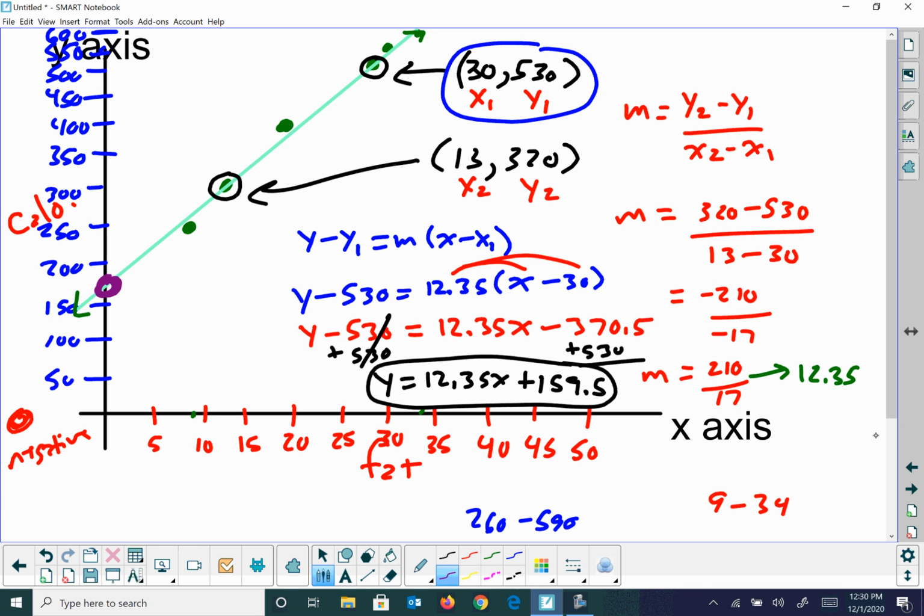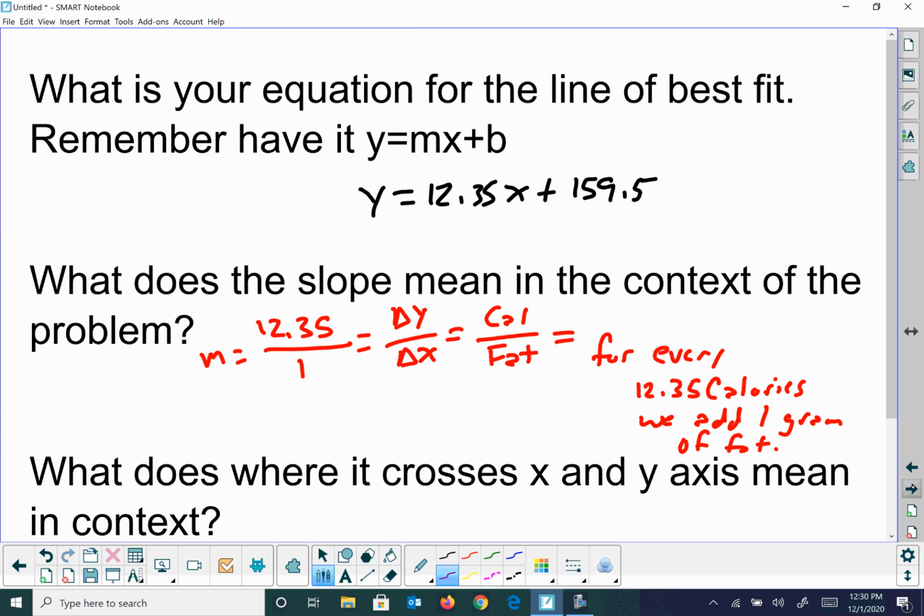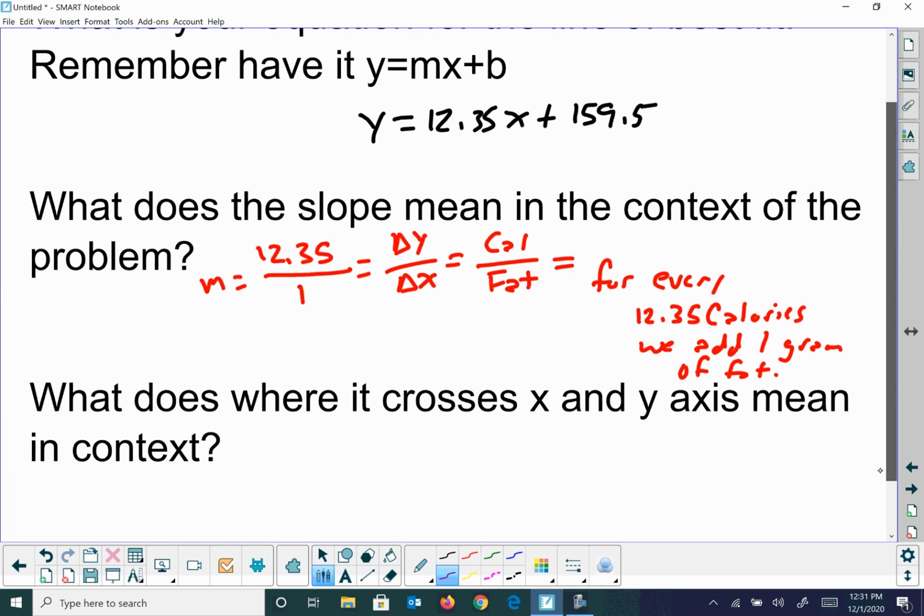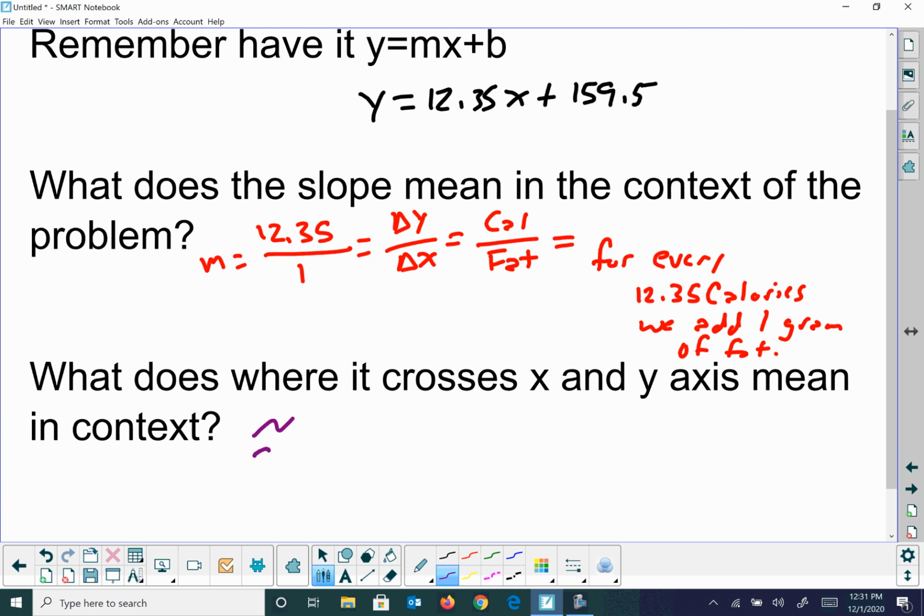Okay? So let's think about what this means on our line of best fit. Okay, we can't really determine exactly what it looks like. It could be 160, maybe 165, somewhere in there. So we're just going to approximate it. We're going to say it's about 165. Okay? And that, again, is in the y direction, so that's calories. So that means that 0 fat, whatever you're eating at this restaurant will still have 165 calories in it.